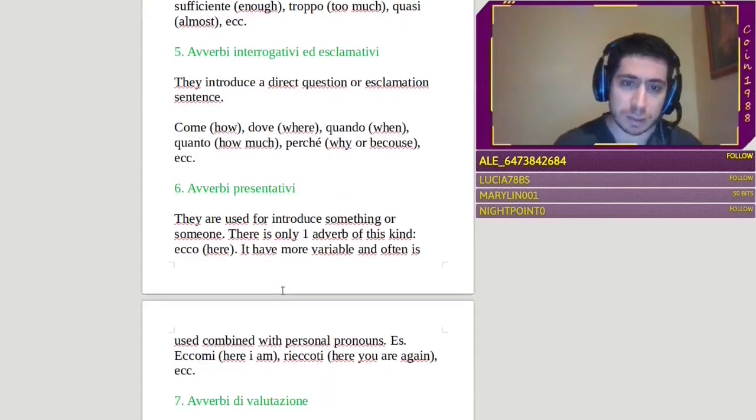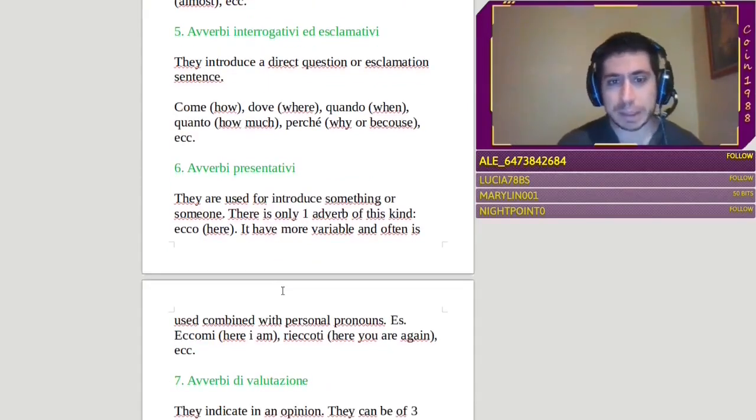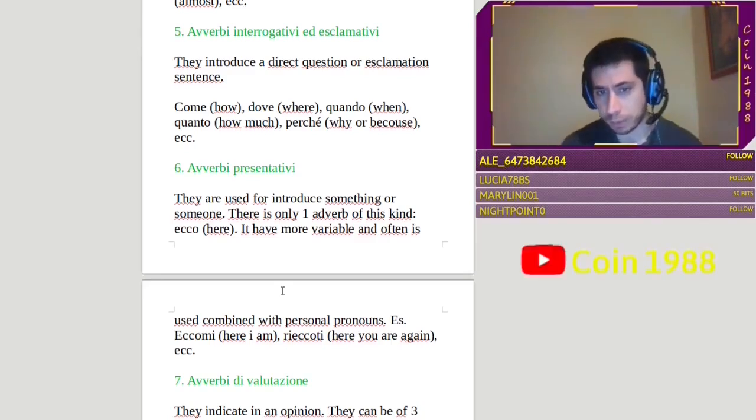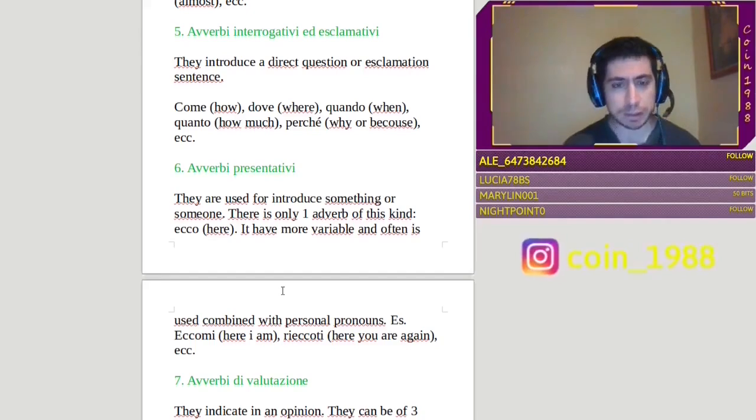The sixth type is avverbi presentativi. They are used to introduce something or someone. There is only one adverb of this kind, and it is ecco, that means here.